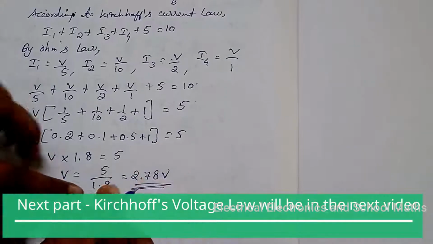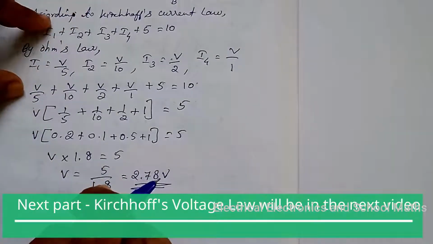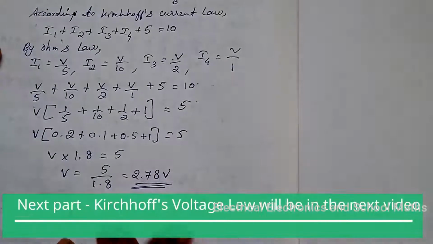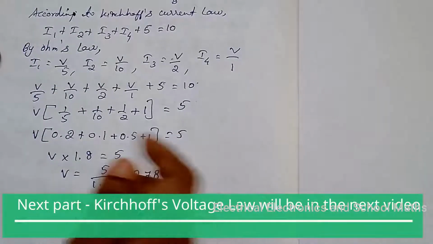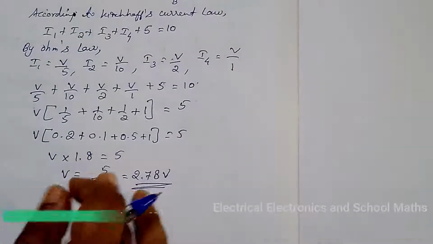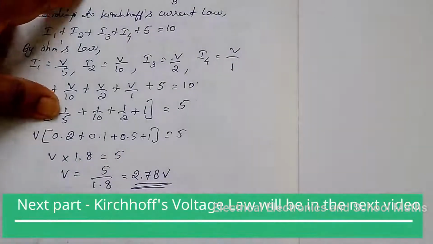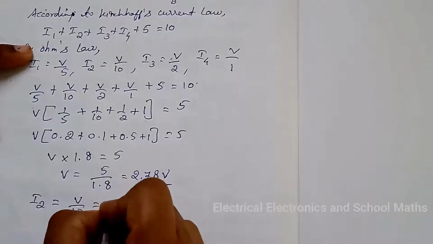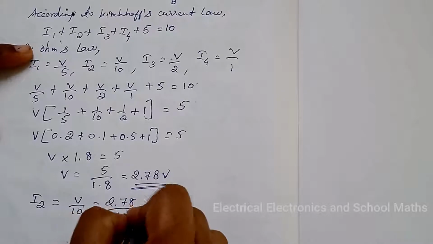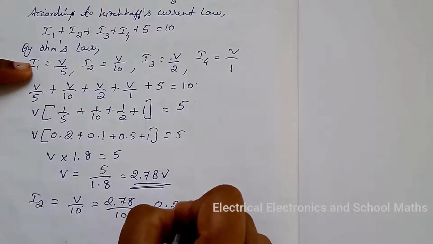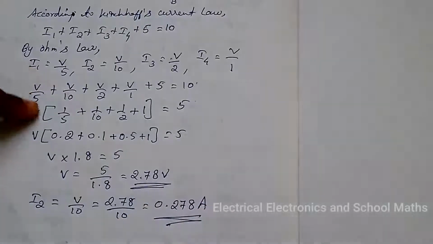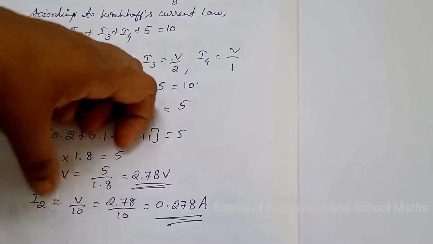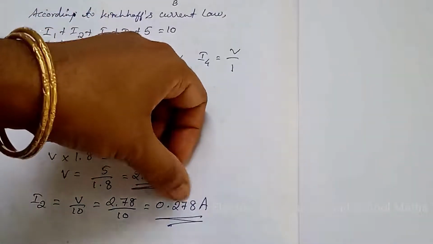So the voltage drop across the 10 ohm resistor is 2.78 volt. And we can find the current passing through it, that is the current passing through 10 ohm is I2, that is I2 equal to V by 10, that is 2.78 divided by 10 equal to 0.278 ampere. So the voltage drop across the 10 ohm resistor is 2.78 volt and current is 0.278 ampere.